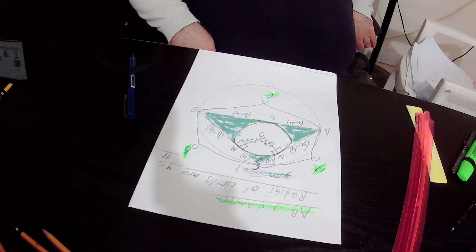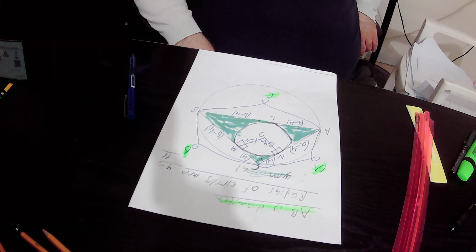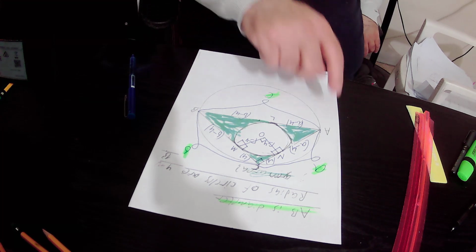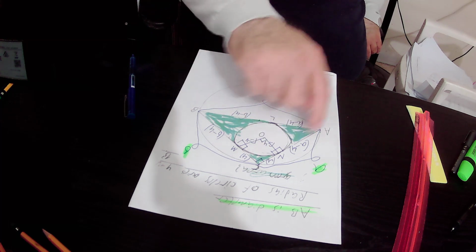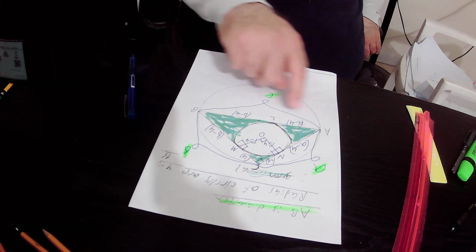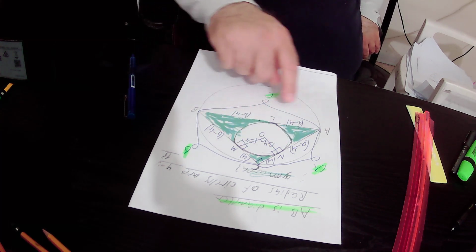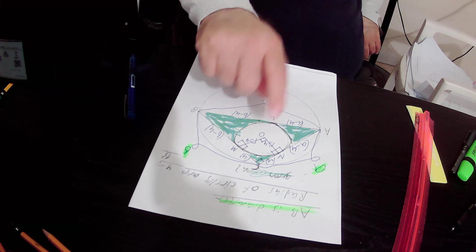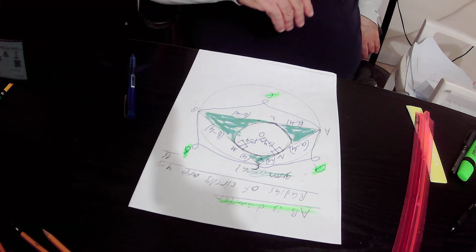Then we have another rule that states that any peripheral angle that rests on the diameter of a circle equals 90 degrees. Here, peripheral angle ACB, this angle ACB rests on the diameter of this big circle that is AB, therefore angle ACB equals 90 degrees according to the rule that I mentioned.